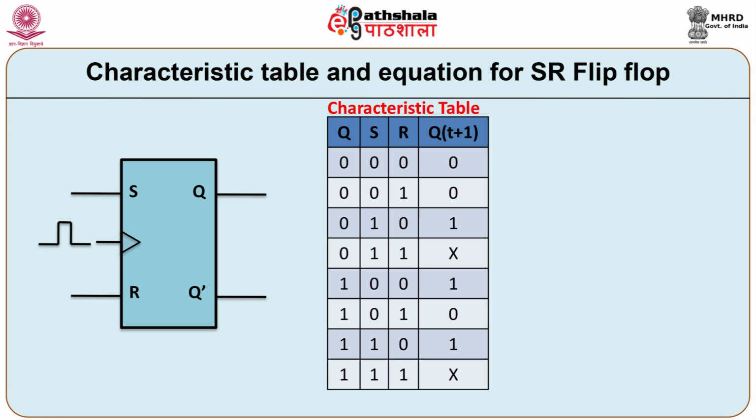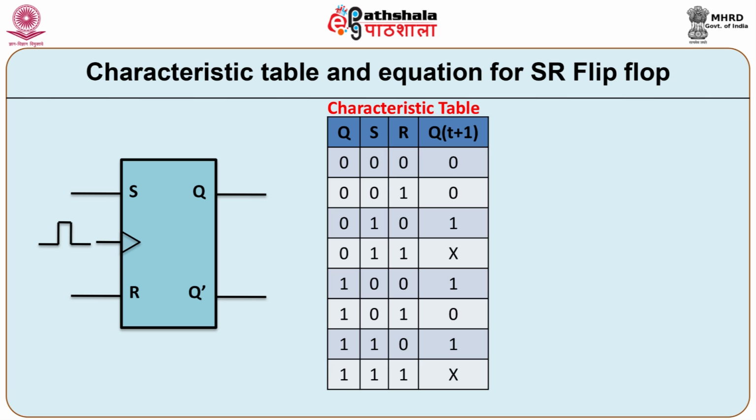When R is equal to 1, application of a clock pulse resets the flip flop. When S is equal to 1, the flip flop is set to 1. When both S and R inputs are 1, the output state is unknown, indeterminate. For such a case, let us consider the output as a question mark or X, that is, a don't care condition.